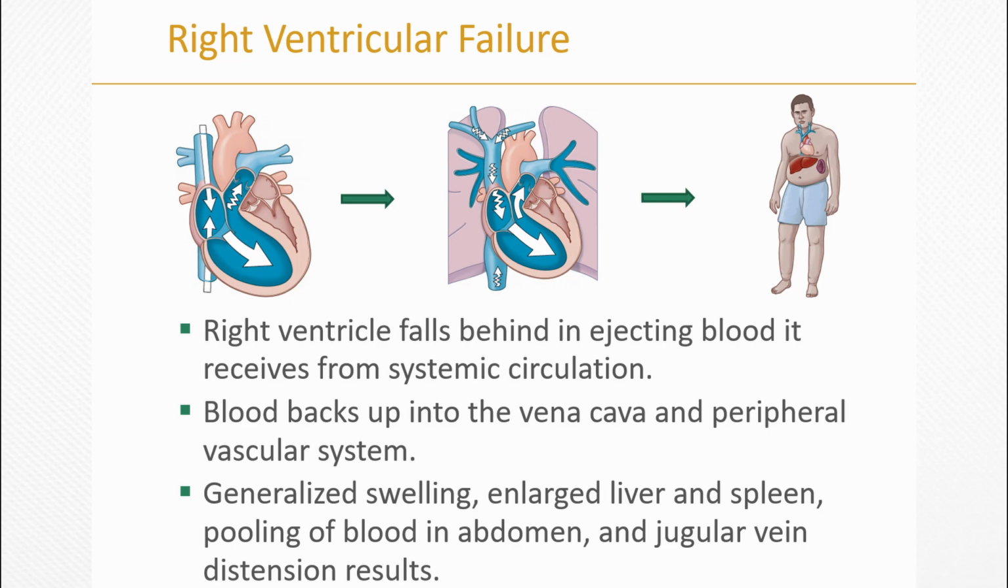In right side failure, remember how the blood flows, where you've got the superior vena cava and the inferior vena cava pumping blood into the right atrium. This is when you're getting blood from a lot of different tissue. If the blood backs up into the vena cava and peripheral vascular system, you'll see swelling of different tissue, like an enlarged liver, spleen, pooling of blood in the abdomen, and sometimes lower leg edema and jugular vein distension result.